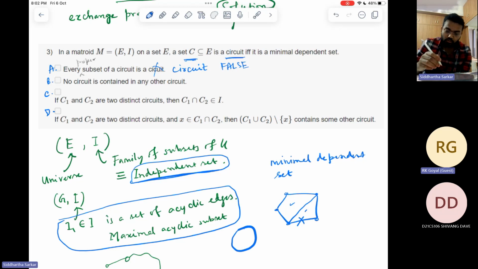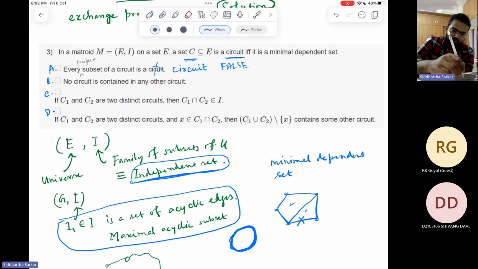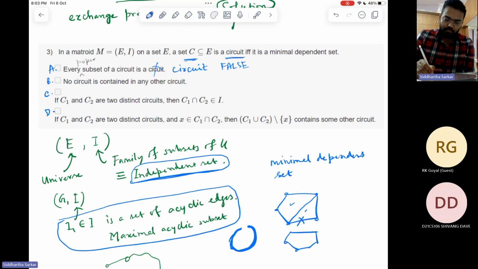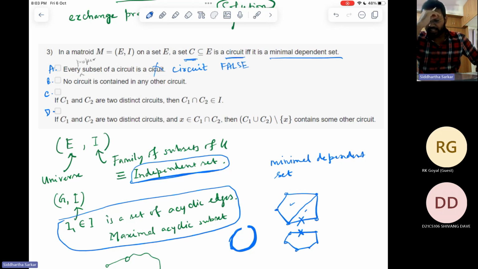This is true. Think of it in terms of a cycle. If you have another cycle that is a subset of this cycle, maybe subset means some edges you have removed. How can that be a cycle? If a circuit contains another circuit, then the cycle contains another cycle. That would be like saying this is a cycle and this is a minimum cycle. That means even if you delete one edge, by the definition of minimal dependent set, it becomes acyclic. Then there is no way a subset of a cycle, which is already minimal, can again be a cycle.